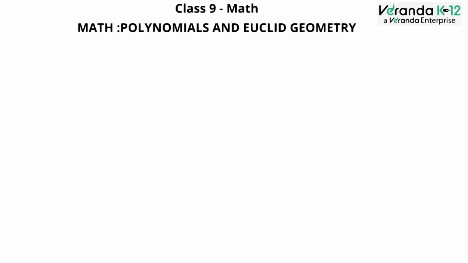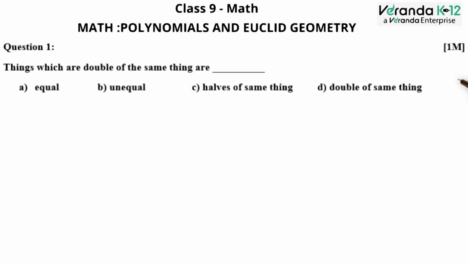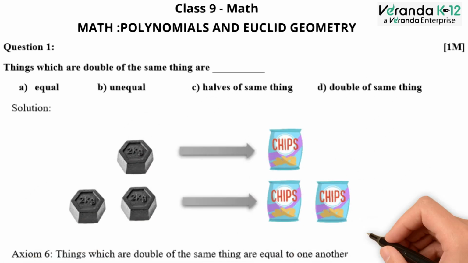Question number 1. Things which are double of the same thing are dash. Option A equal, option B unequal, option C half of same thing, option D double of same thing. This can be easily understood with an example. If one chips packet is 2 kg, then double the amount, 2 chips packets, is 4 kg. This states as an axiom, things which are double of the same thing are equal to one another. So our answer is option A equal.